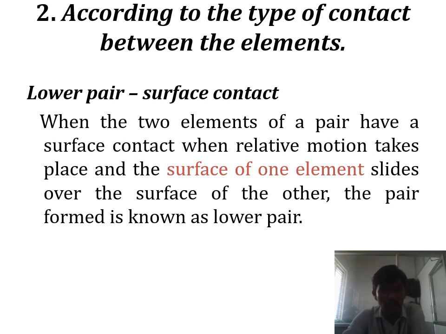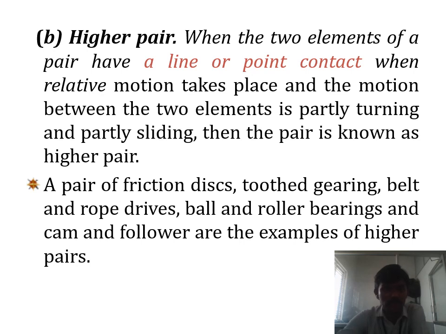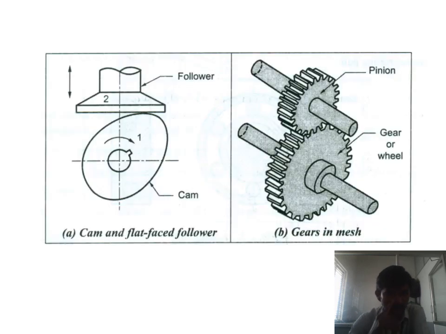According to the type of contact, there are lower pairs and higher pairs. In a lower pair, the two elements of the pair have surface contact with relative motion taking place. When the two elements of a pair have line or point contact, that is a higher pair. The cam and follower is an example of a higher pair, and gears also have line or point contact, so they are examples of higher pairs.